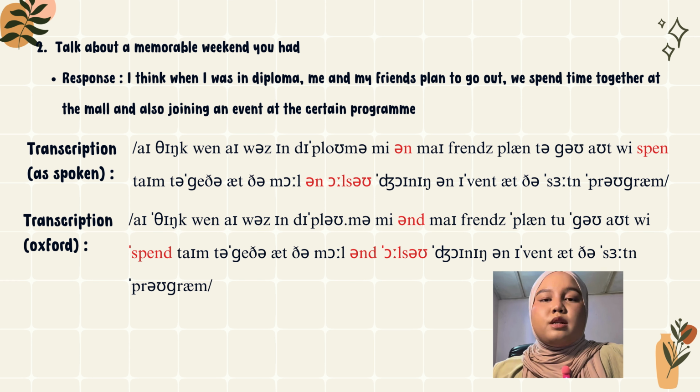Similar with the word spend. We spend time together. So the d sound is omitted in the word spent. So instead of we spent time together, it becomes we spend time together. And the last one is the phrase and also. So usually function words and past tense markers are often reduced or dropped in fluent speech to maintain pace and clarity.